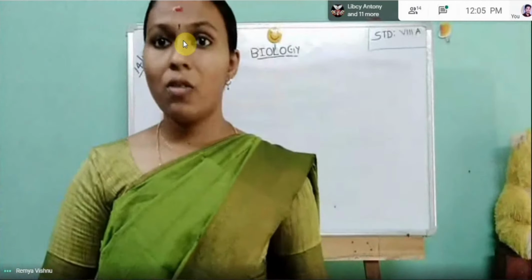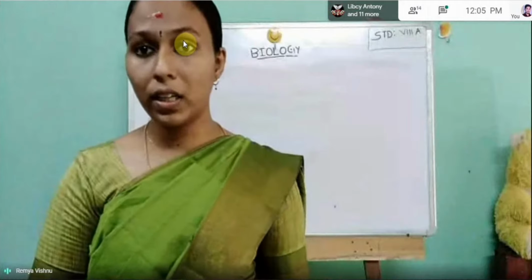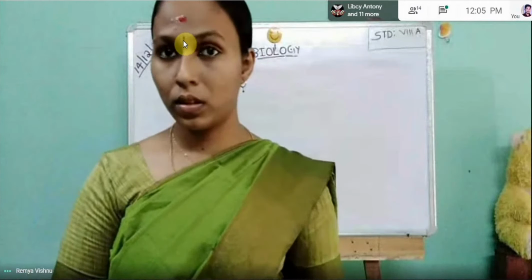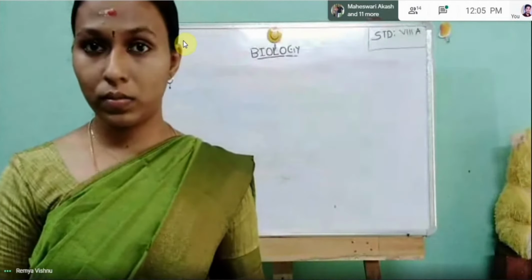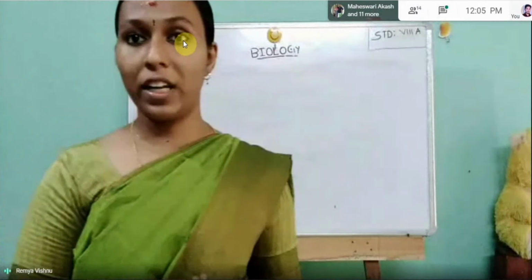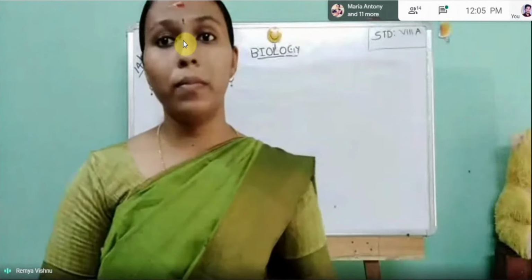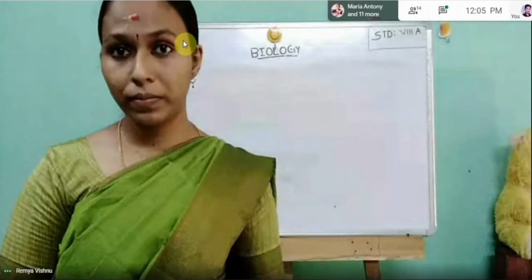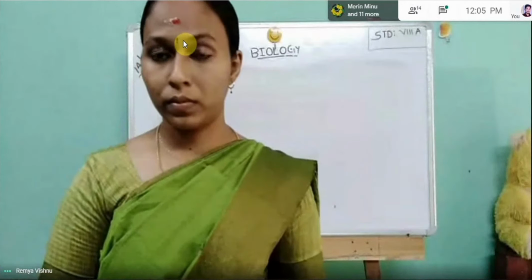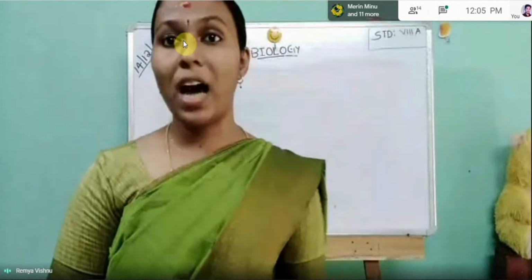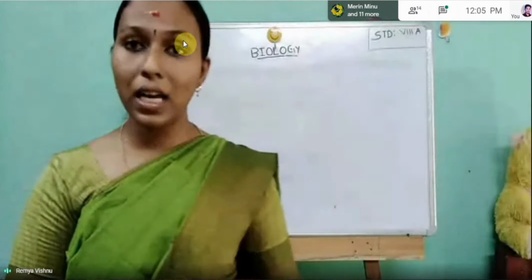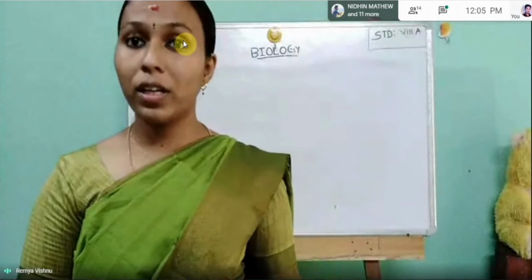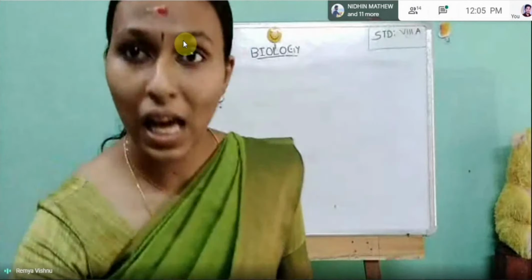Okay, very good. What is the need of classifying biological organisms? In order to make the study easier. Okay, very good. Who proposed the five kingdom classification? R.H. Whittaker. Okay, very good. R.H. Whittaker proposed the five kingdom classification. Today we are going to learn more about the five kingdom classification.